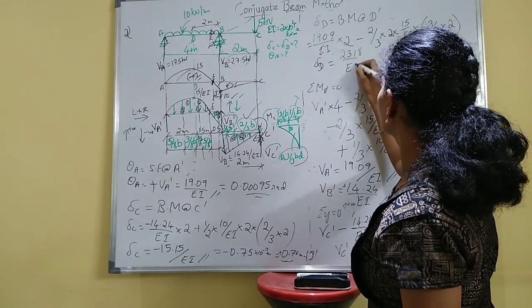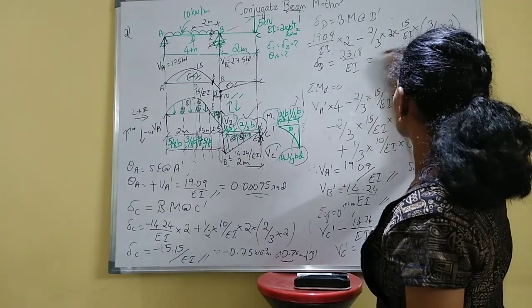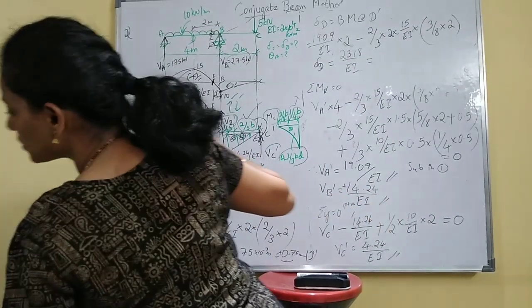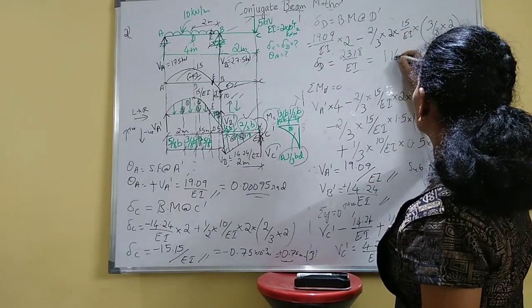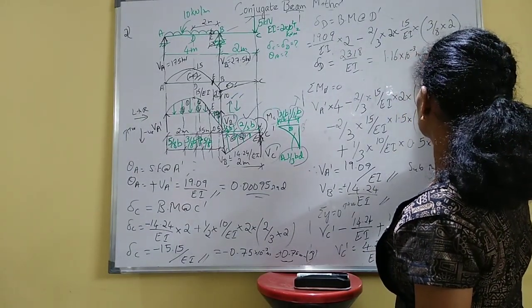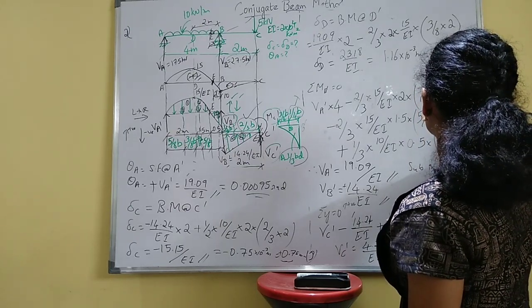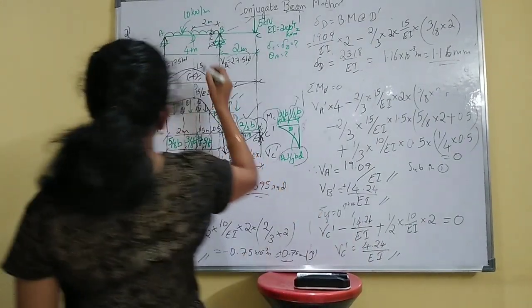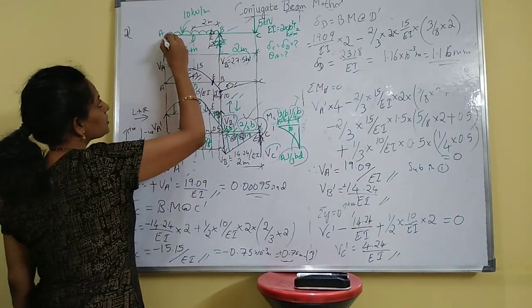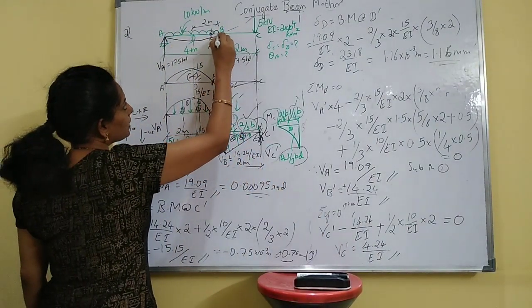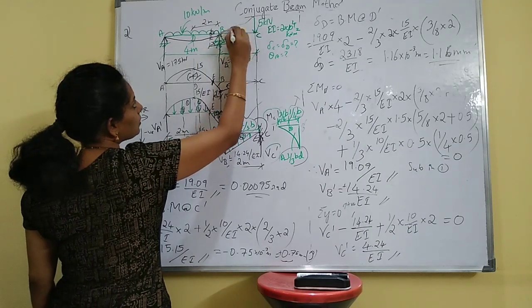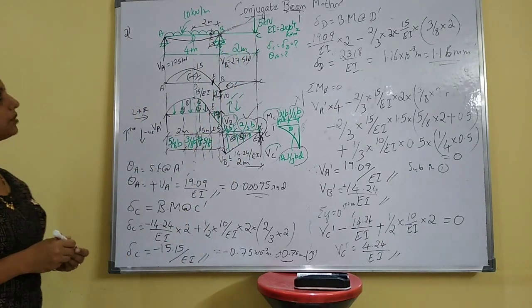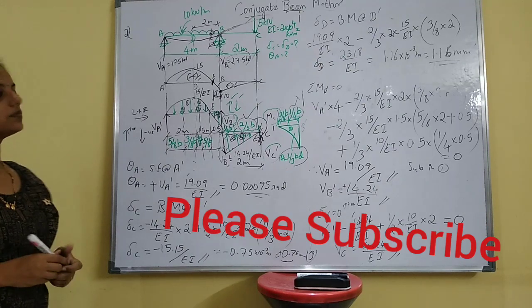Delta D is 23.18 by EI, which is equal to, substitute EI, you have 1.16 into 10 power minus 3 meter, which is equal to 1/6 mm. So your deflection will be, here it is plus, so it is like this, and here it goes upward. Okay, that's all. Thank you.